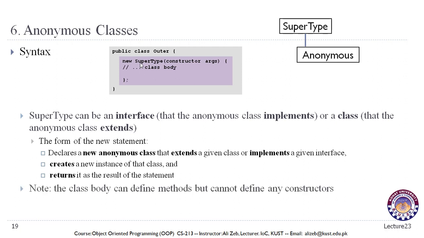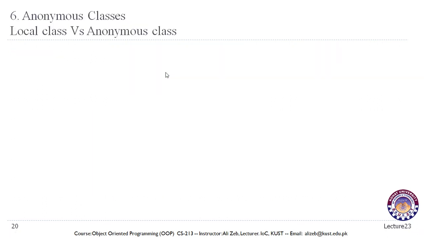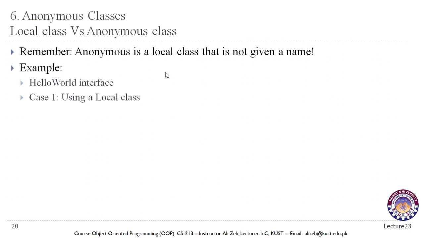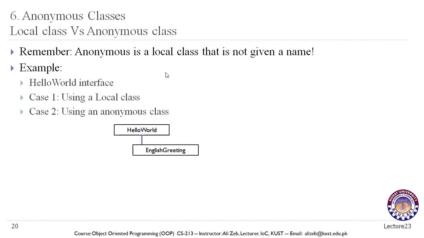We should note that the class body can define methods but cannot define any constructors. So we cannot have a constructor of this class over here, but we can have methods inside this anonymous class. Local versus anonymous class: we should remember that an anonymous class is a local class that is not given a name. Example, hello world interface in case 1 when we are using a local class, and in case 2 where we are using an anonymous class.